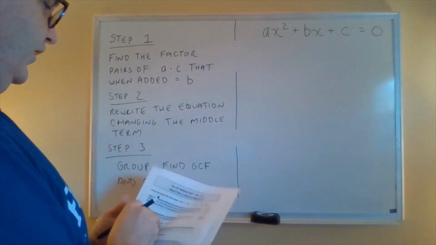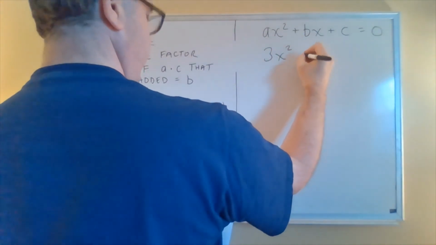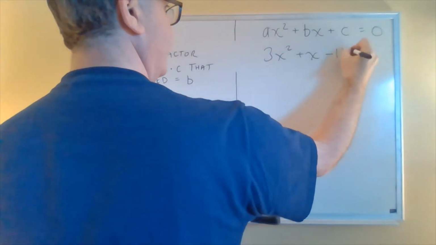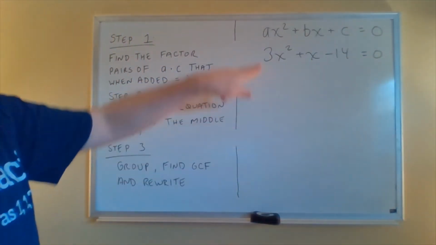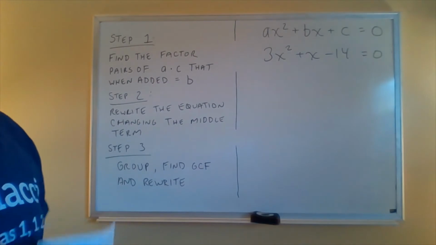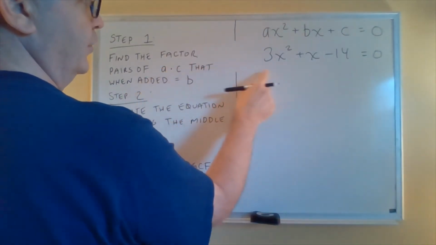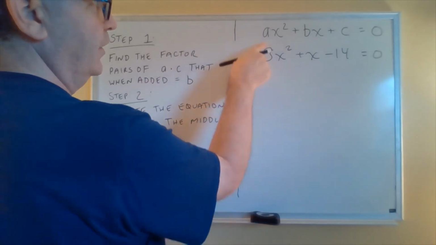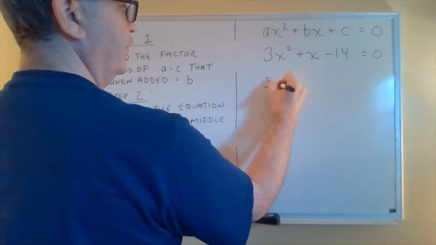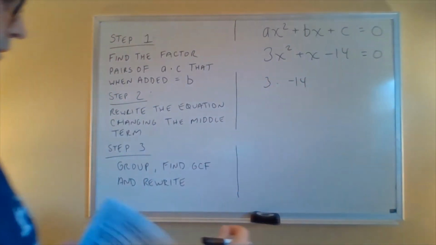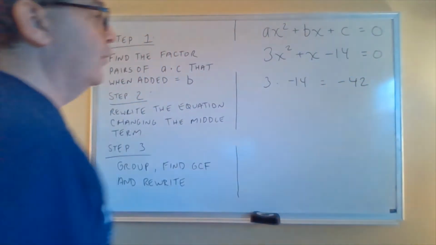Okay, the next example will be 3x squared plus x minus 14 equals 0. Okay, again, our a is greater than 1, so we know our old diamond problem method's not going to work. So we have to do the AC method. So we're going to figure out what a times c is. Well, a is 3, and c is negative 14. So what is 3 times negative 14? 3 times negative 14 equals negative 42.